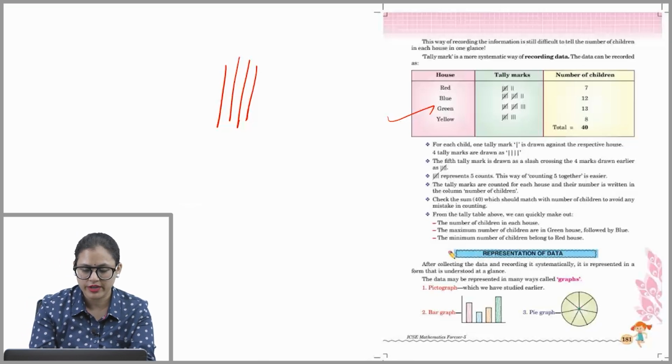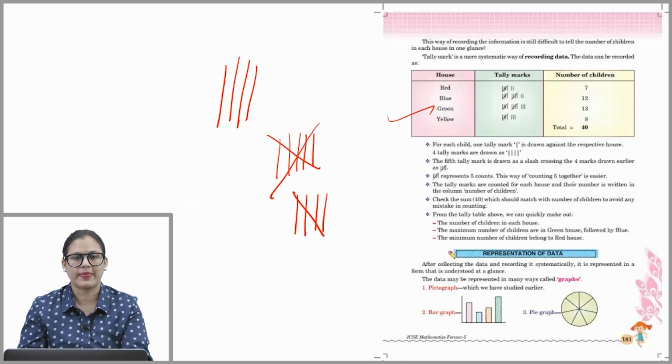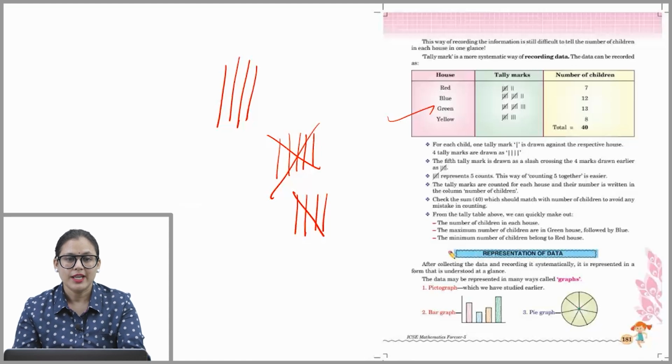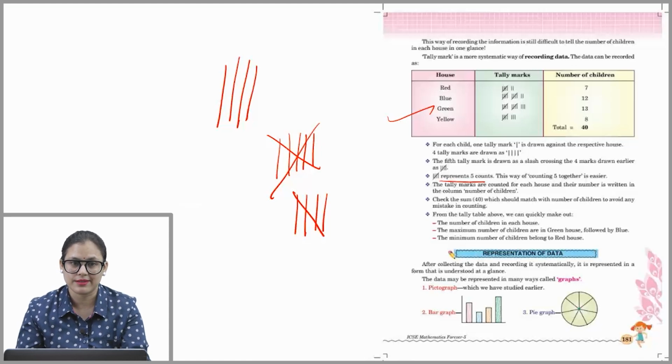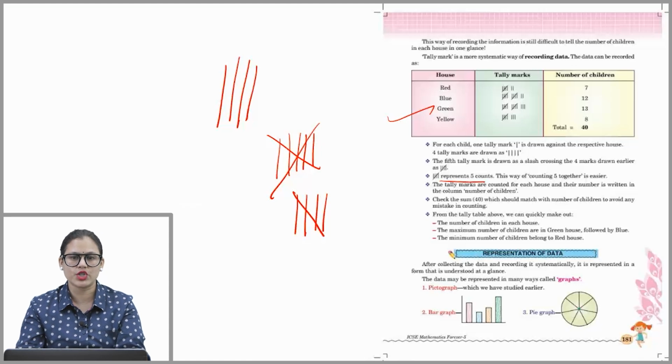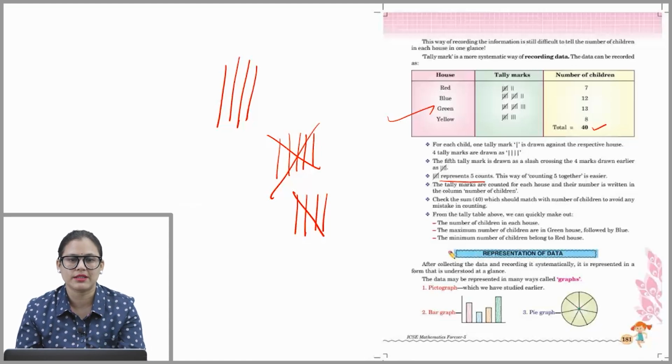We cannot show 5 as 1, 2, 3, 4, 5. This is wrong. This represents 5 counts. This way of counting 5 together is easier. The tally marks are counted for each house and their numbers written in the column number of children. Check the sum. The sum is what? 40, which should match with the number of children to avoid any mistake in counting.